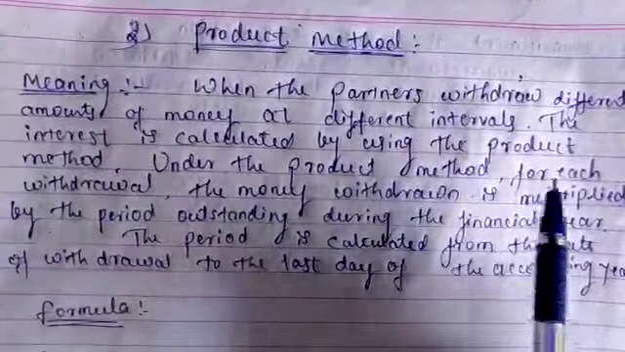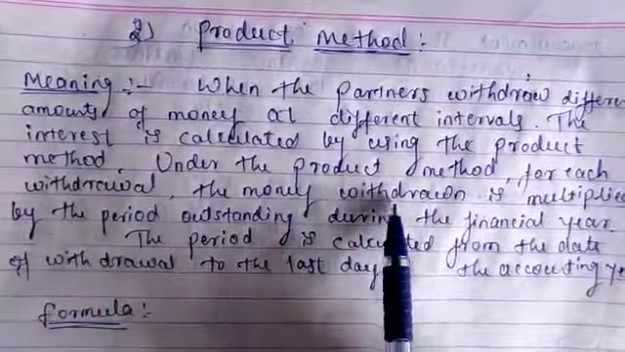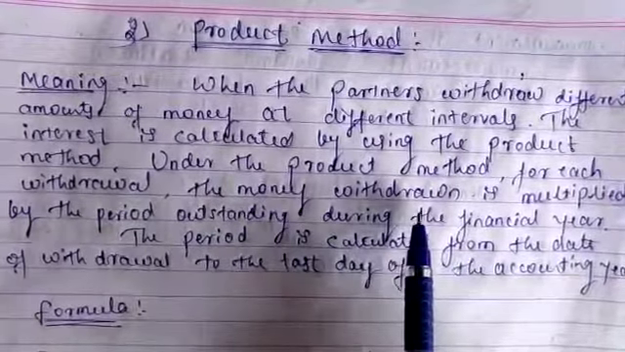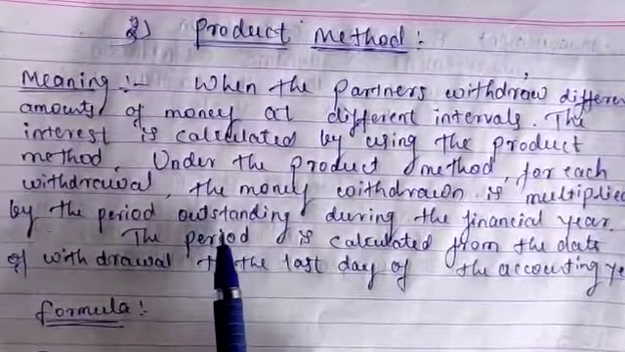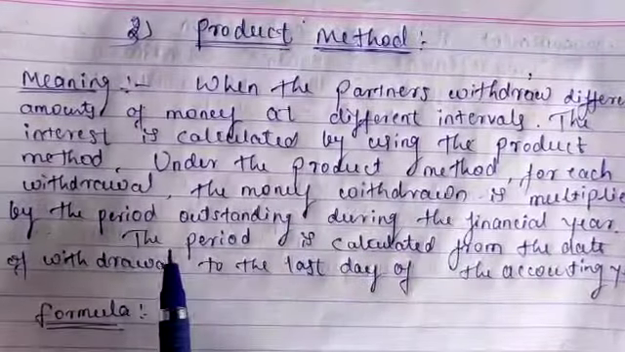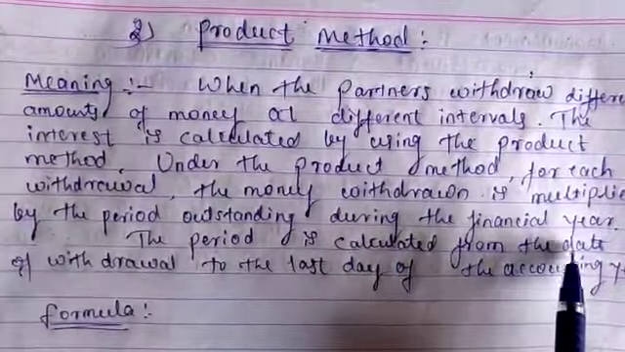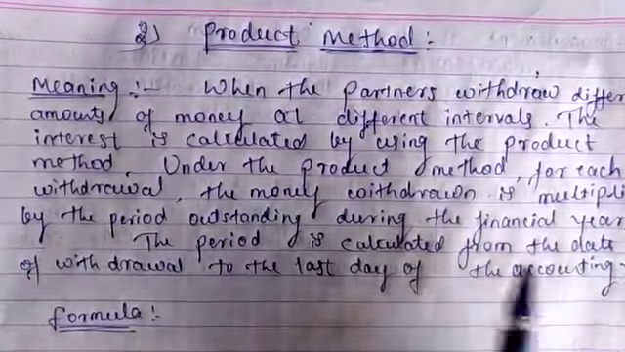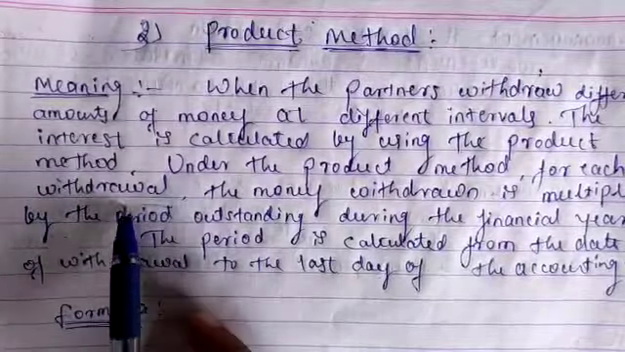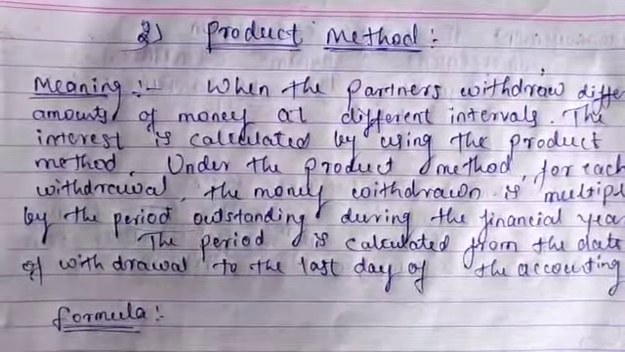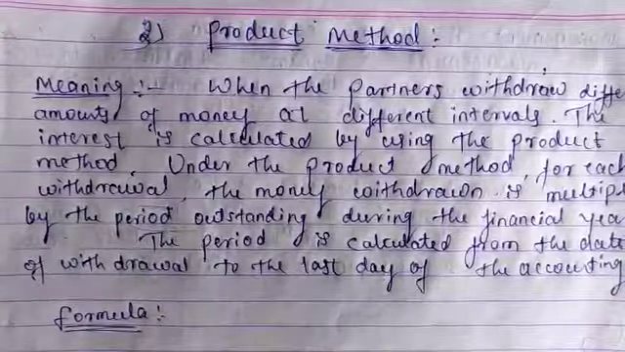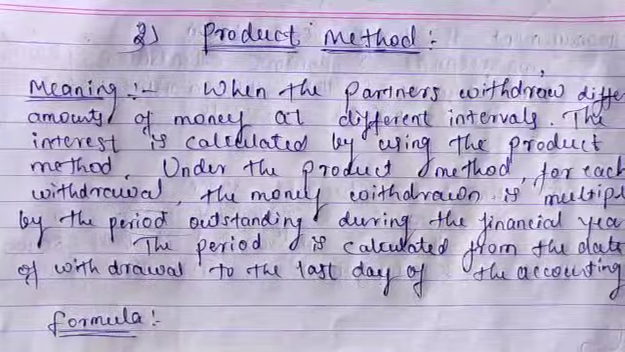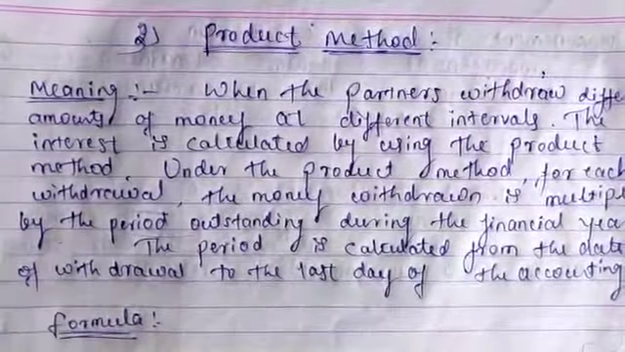Under the product method, for each withdrawal, the money withdrawn is multiplied by the period outstanding. The withdrawn amount is multiplied with the outstanding period during the financial year. The period is calculated from the date of withdrawal to the last day of the accounting year. Only this one is different here: the outstanding period. Outstanding period means the period from when you withdraw the amount to the end of the accounting year.